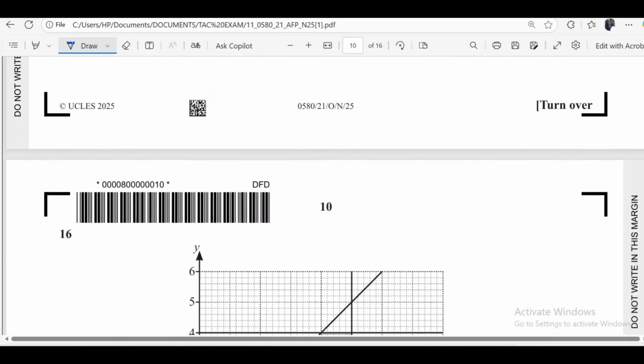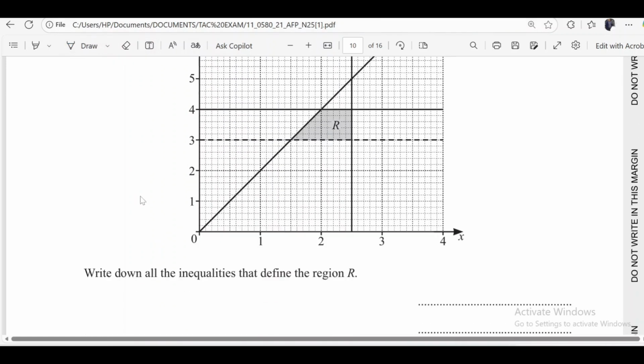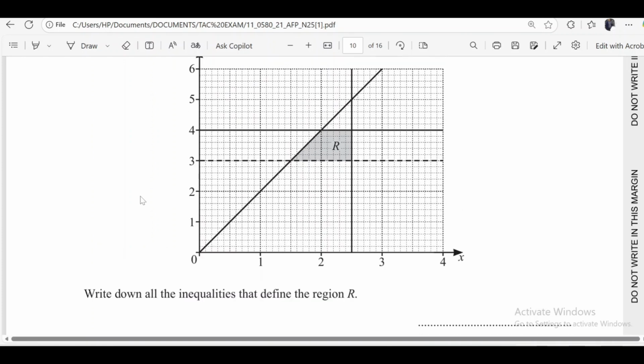All right, number 16. For this question, let's see what we want to do here. It says write down all the inequalities that define the region R. All the inequalities that define the region R. Okay, now let's look at it properly. The first, let's look at the line that passes through 2.5.